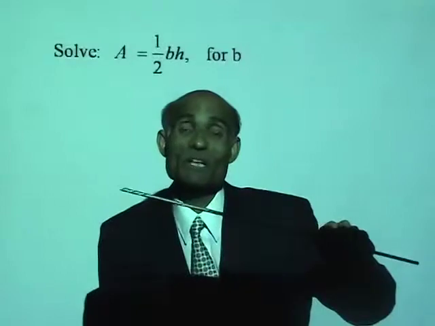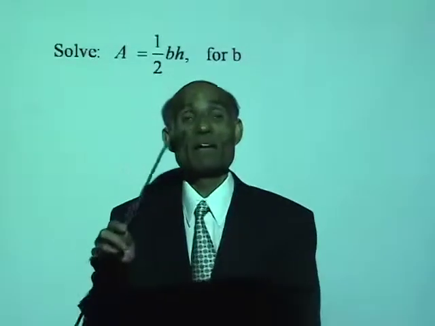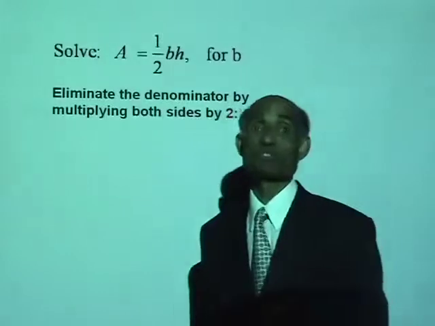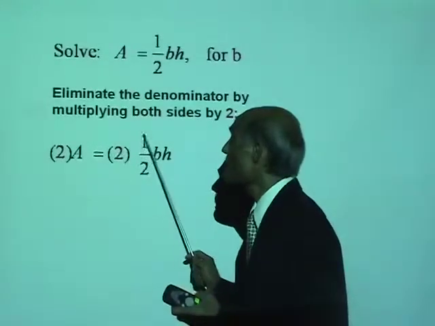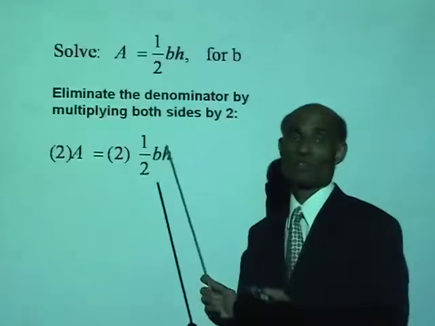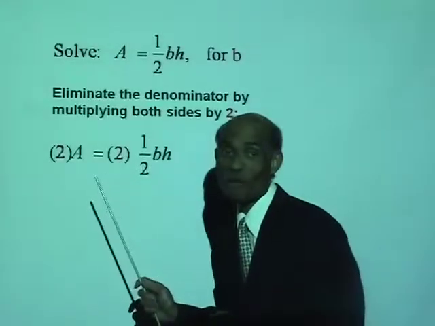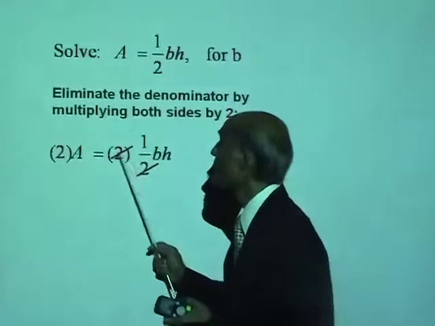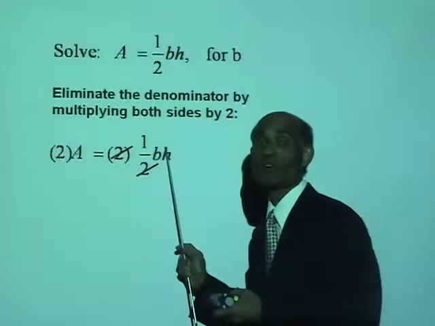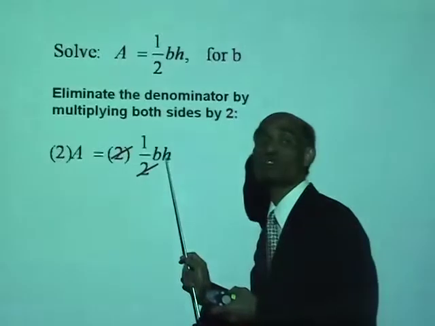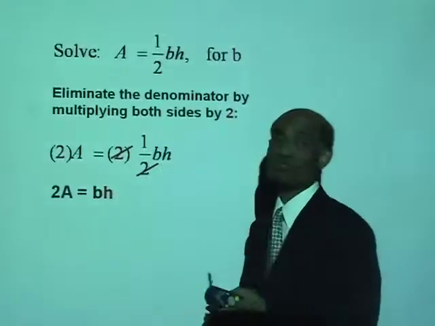Well, 2 on the denominator can be eliminated by multiplying by 2. Alright, so multiply the left side and the right side by 2. That will be 2 multiplied by A equal to 2 multiplied by 1/2 times BH. Okay, what is 2 multiplied by 1/2? 2 multiplied by 1/2 is 1. That 2 and the 2 will cancel. So what is the right hand side now? The right hand side now is B times H. The left hand side is 2A. So 2A equal to B times H.